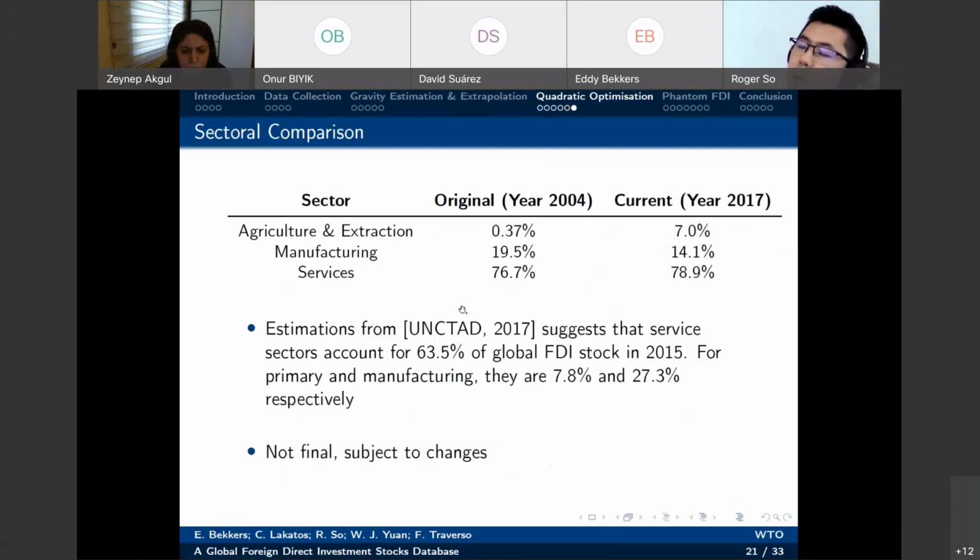And then moving on from country comparison, we can also compare it at the sectoral level, where what I've shown in this table are the agriculture, the primary sector, secondary sector, and tertiary sectors.